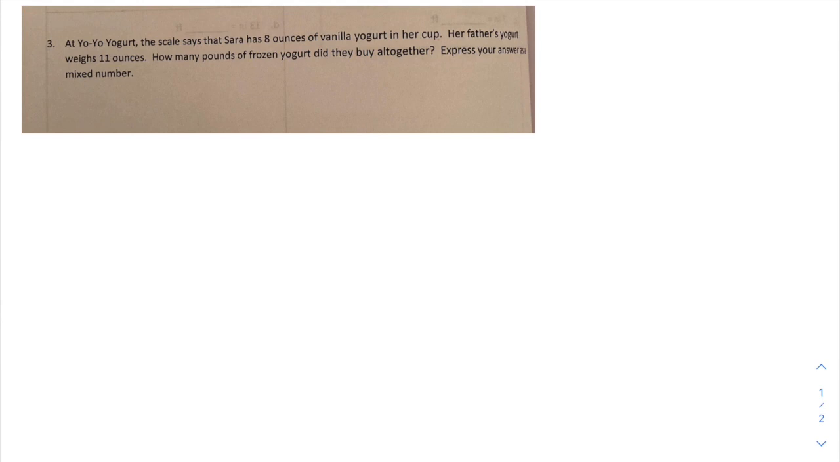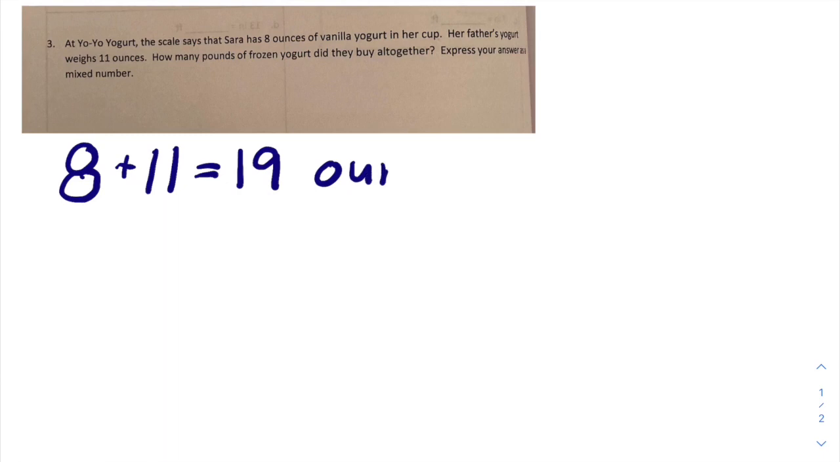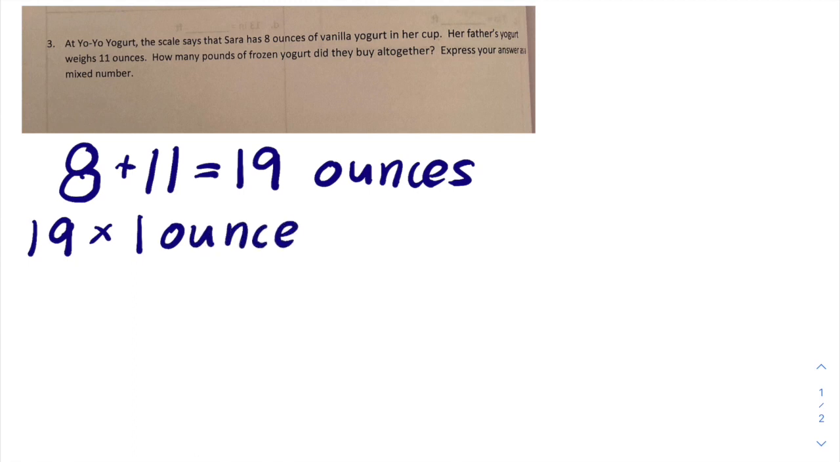Okay, so what I'm going to start out by doing is adding together Sarah's yogurt with her father's yogurt. So Sarah had 8 ounces, her father had 11 ounces. We add those together, and that is 19 ounces. Okay, this step is to remind you that 19 times 1 ounce is 19 ounces. So how many ounces are in the pound? There's 16 ounces in a pound.